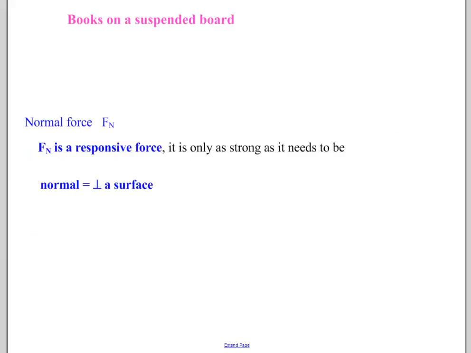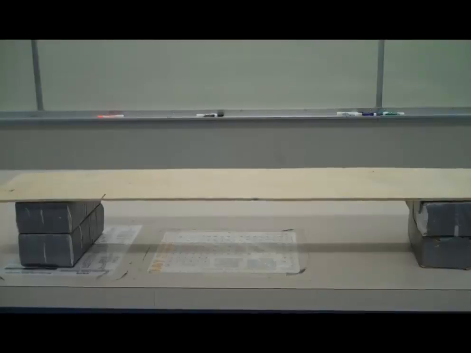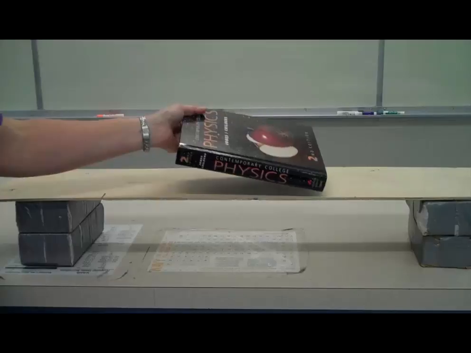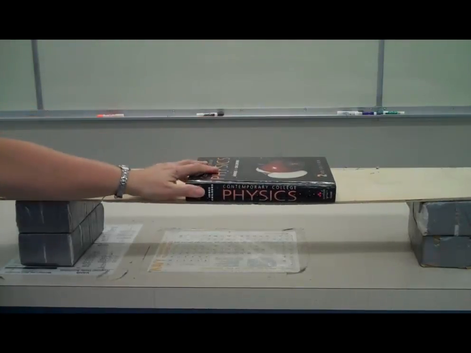We're going to take a look at what happens when we put some books on a board, and the force the books exert, and the force the board exerts as well. If I look at this board, right now it is just resting on some bricks. What I'm going to do is start stacking some books on the board and see what happens to the board, the shape of the board, and the books. If I stick the first book on the board, not much happens.